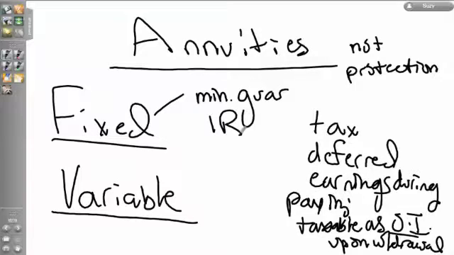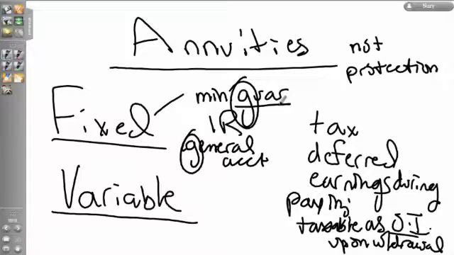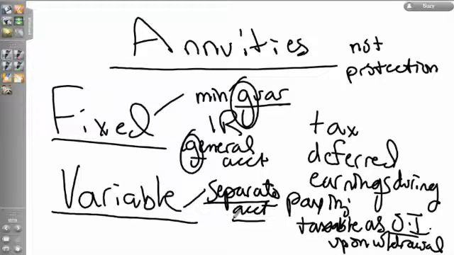The money that the client invests into a fixed annuity goes into the insurance company's what's called general account. So the general account has a guaranteed interest rate. The variable annuity puts the money not into the general account, but somewhere separate. They put it into what's called the separate account. What's the guaranteed interest rate in the stock market? It basically invests in securities. There is no guaranteed interest rate.